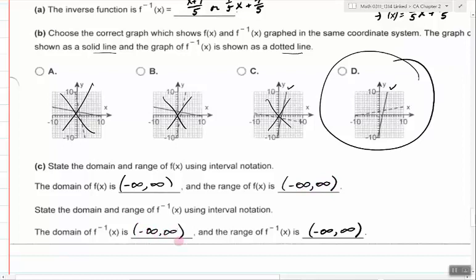This one didn't shed a lot of light on this. These two must be the same, and these two must be the same. They just happen to all be all real numbers.